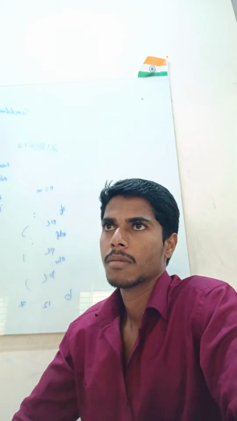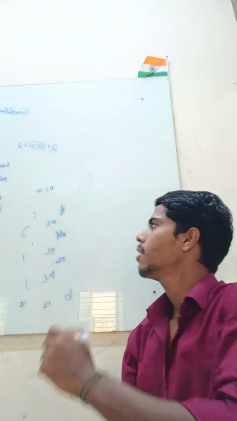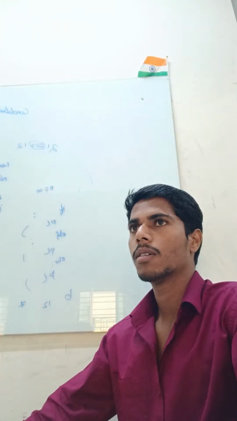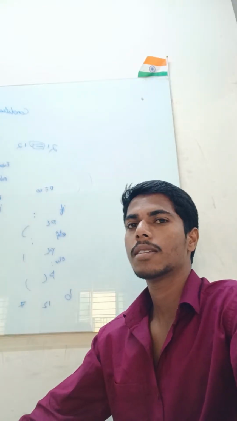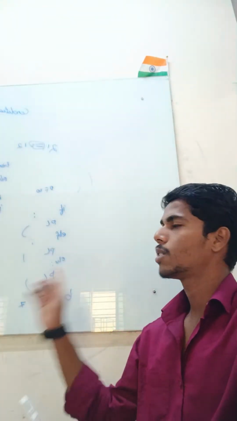So it's an odd number. Why? Because the remainder is 1. Exactly. What do we need to print? Odd number. Should you print odd number? Okay. Need to copy?